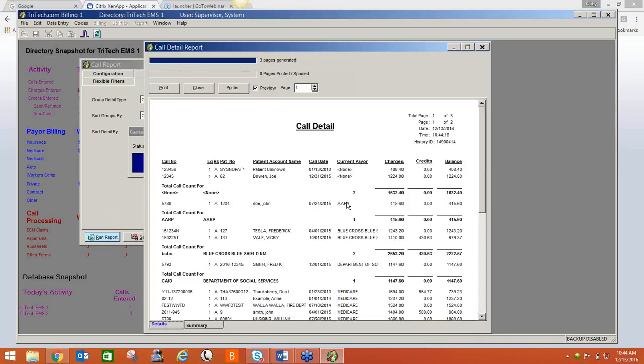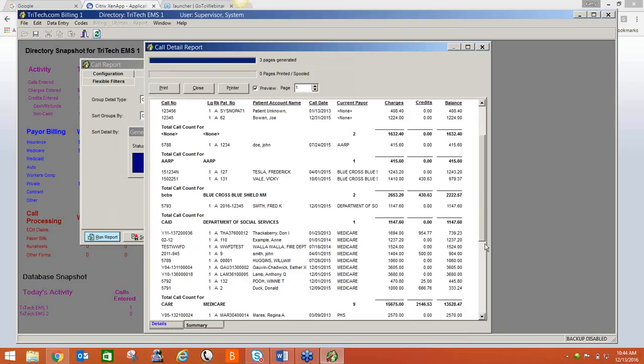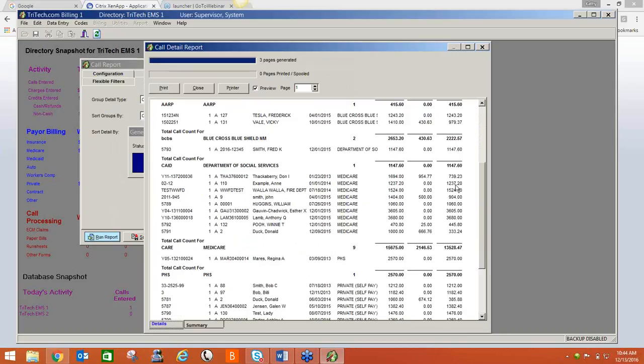And now it does show again those two that didn't have a payer. I have one AARP from 2015. I have 2 Blue Cross Blue Shield from 2015. I have 1 Medicaid from 2015. And then I have several Medicares. And again, I have a Medicare from 2013, a couple from 2014.